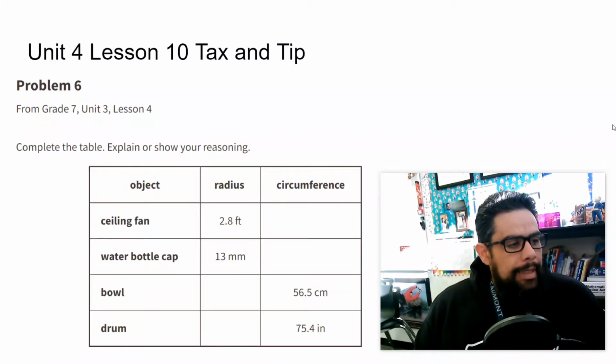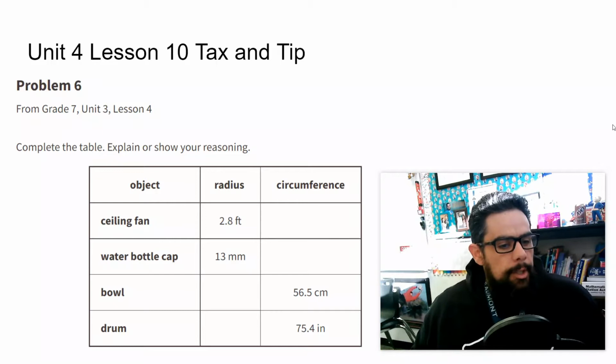Complete the table, explain or show your reasoning. Object: ceiling fan, water bottle cap, bowl, drum. Radius is here, and the circumference is here. So you see here we have circular objects: a ceiling fan, water bottle, bowl, and a drum.